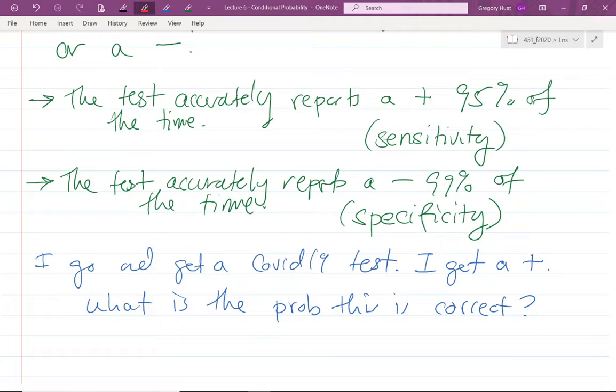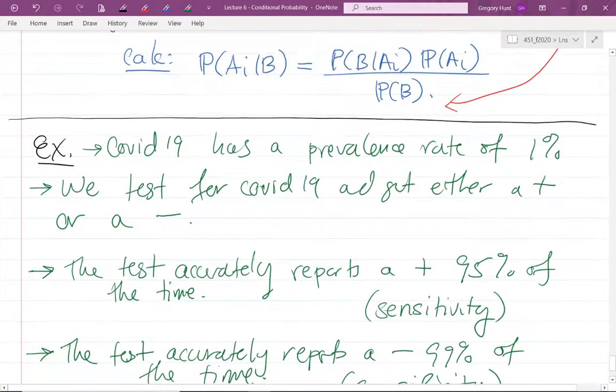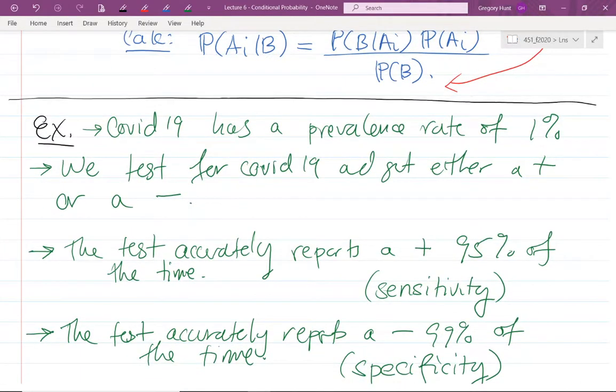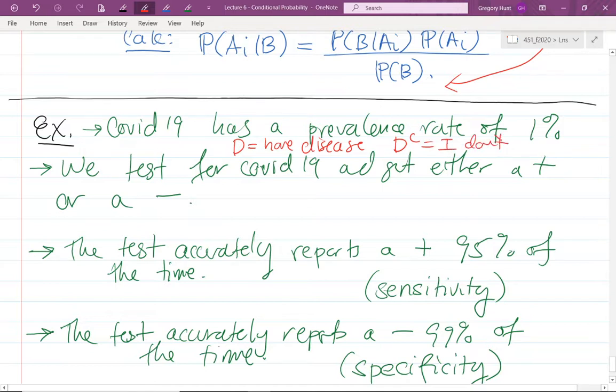Okay, so let's write some notation for all of this. COVID-19 has a prevalence rate of 1%. Let's say D is equal to have the disease. So that's going to be my event. I have the disease. D complement is I don't have the disease. And this 1% prevalence rate says that if I randomly select someone, the probability of D is 1%, 0.01.